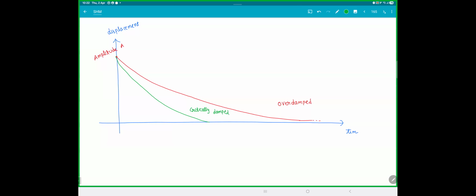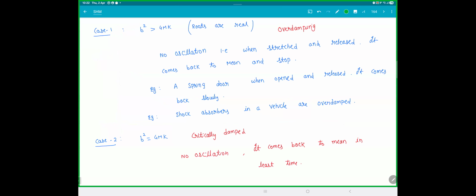Now, how it depends? It depends on beta value. If you have more of this, you will reach the mean position faster. So this much you should remember, okay? They'll ask you, find the condition for overdamping, find the condition for critically damped. That much theoretically they can ask you there. Clear with this?